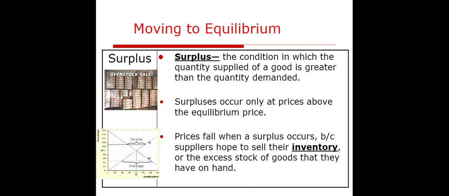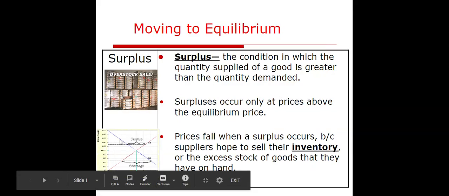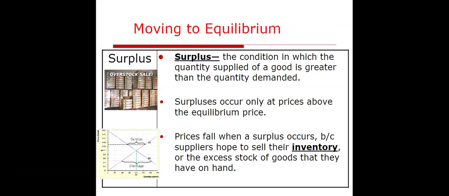A surplus is the condition in which the quantity supplied of a good is greater than the quantity demanded. Surpluses occur only at prices above the equilibrium price. So remember, where the demand curve and supply curve intersect, it's only the area in between the two. Prices fall when a surplus occurs because suppliers hope to sell their inventory, also known as the excess stock of goods that they have on hand.